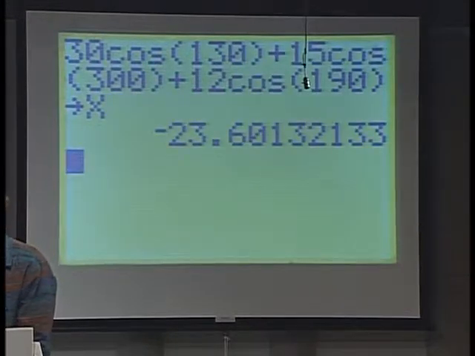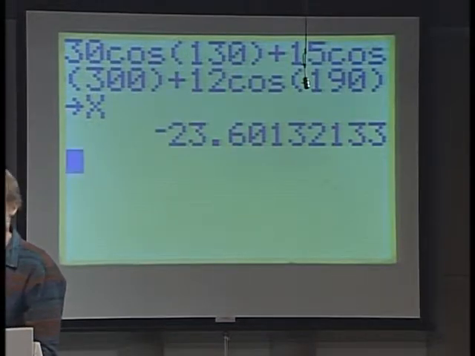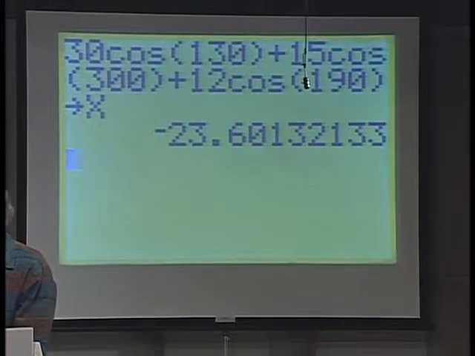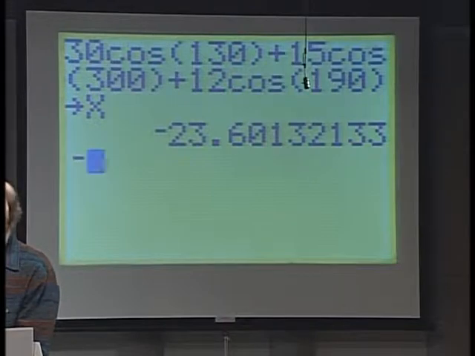Okay. Now, do I want that negative 23.6 meters? What do I want? I want to change the sign of it, right? Because of the negative that was originally in the problem out in front. So I'm going to take the negative of that answer and store it back in x again.